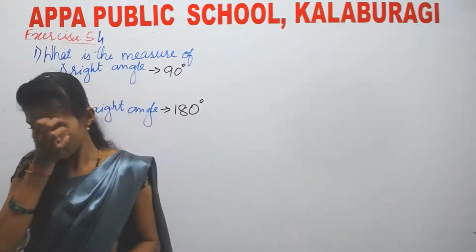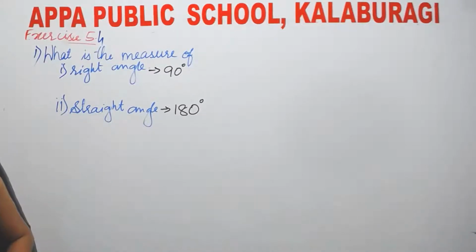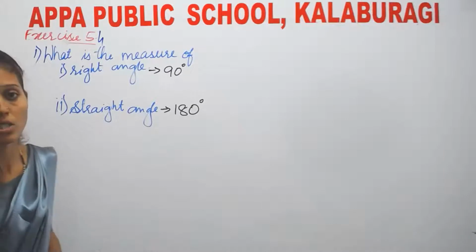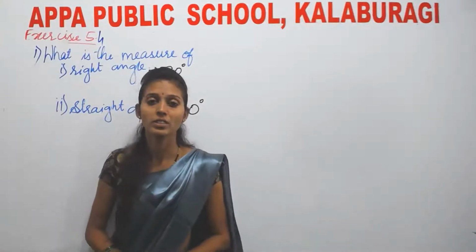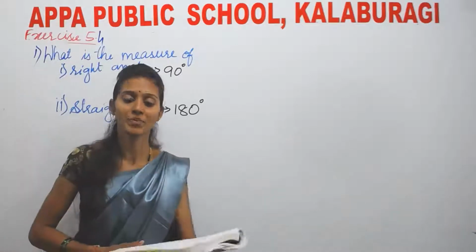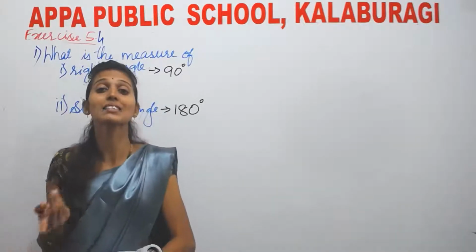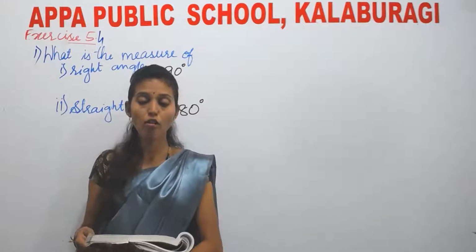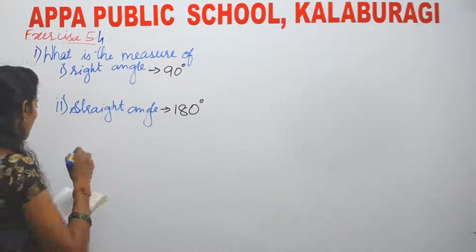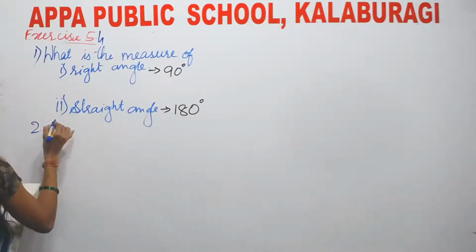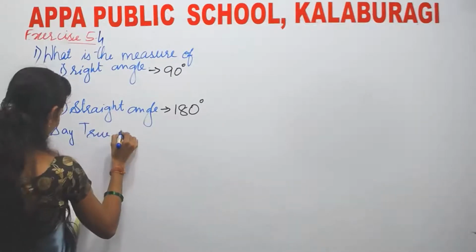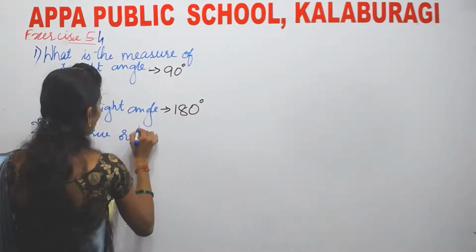Okay? Next one is say true or false. Actually, that is your work. You have to do it by yourself. I'll read out this statement, and you say whether it is true or false. The measure of an acute angle is less than 90 degree. Okay, I'll write and I'll just explain. Say true or false.